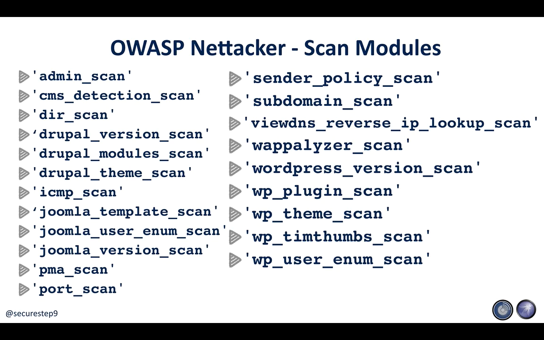So as I mentioned before, OWASP Nettacker comes with lots of modules. So these are the scan modules. As you can see, there are quite a lot of them. And as you can see some examples, there's a scan to, let's say, detect versions of content management system, detect versions of Drupal, detect versions of Joomla, perform ICMP scan, perform PHPMyAdmin scan. Port scan is probably one of the most popular modules, but you can also do things like find subdomains and also scan for WordPress versions.